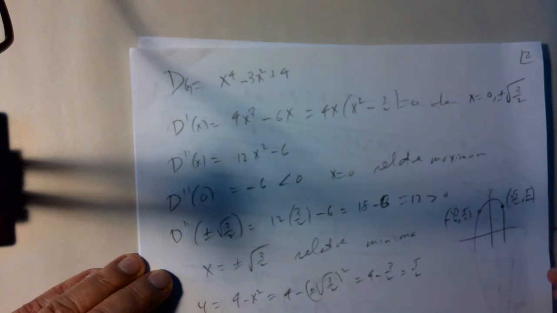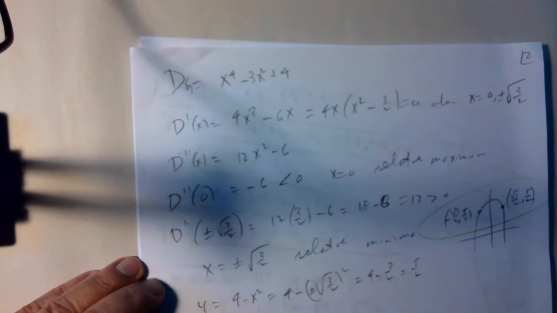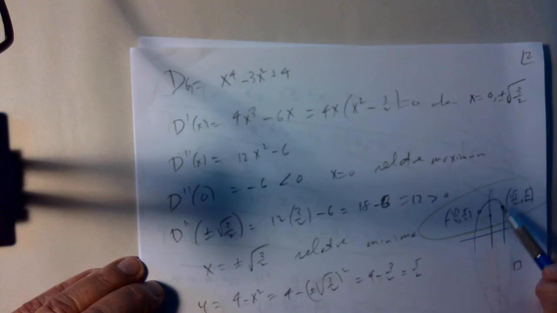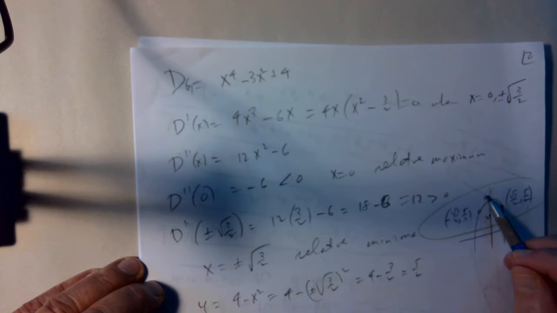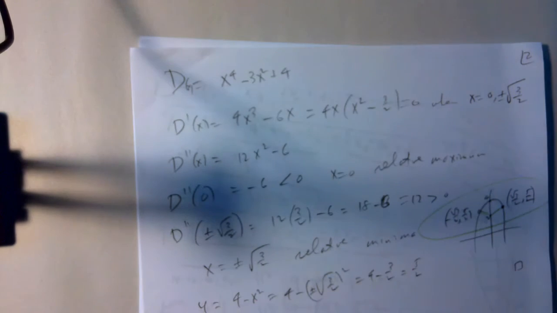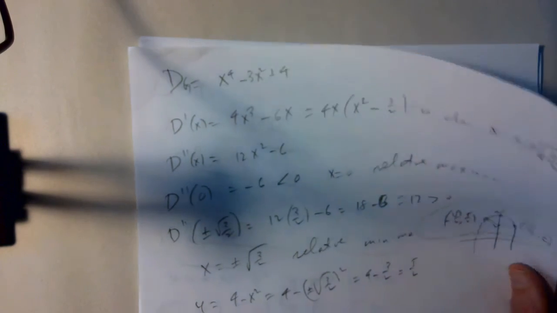So that's the answer. Those are the 2 points on the parabola closest to the point (0, 2). So that's a pretty example of a minimization problem. Let's do another problem.